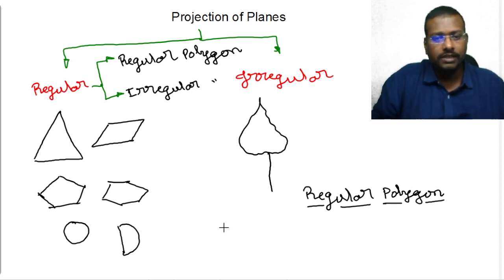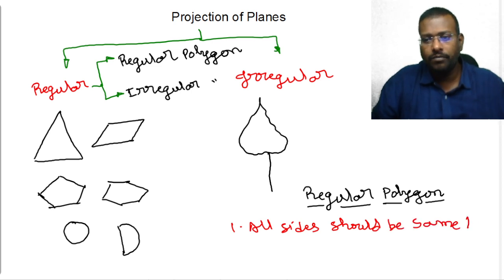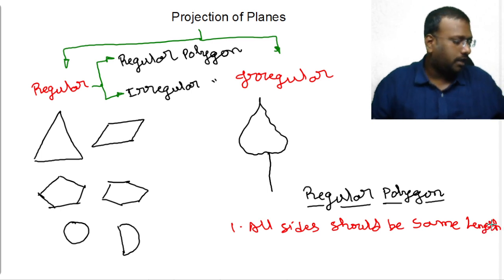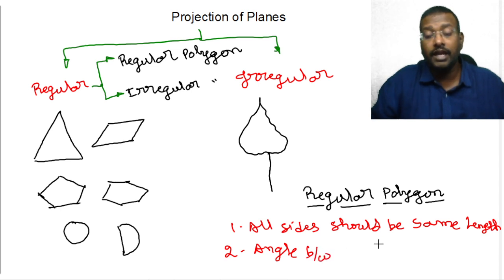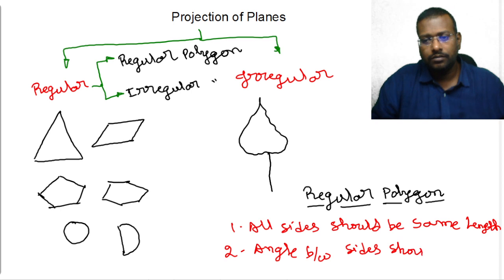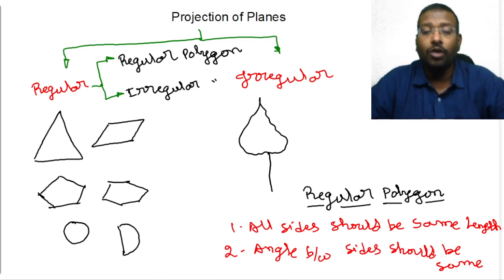What are they? One is all sides should have the same length, and another one is the angle between adjacent sides should be equal. Sir, if only one is satisfied, we can't say it is going to be a regular polygon.